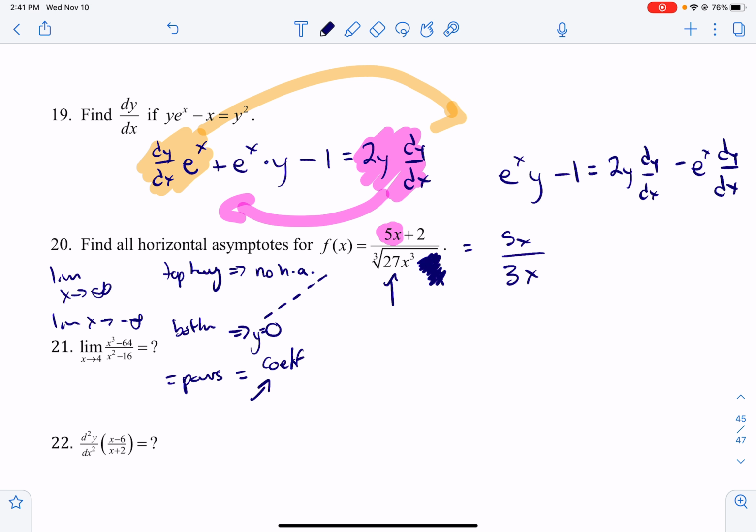So two things to consider, and I know a lot of times we've only looked at the positive, but we've got to be careful. I want the limit as x goes to positive infinity of that 5x over 3x. Well, as the top goes to positive infinity, I get a positive 5 infinity on top.